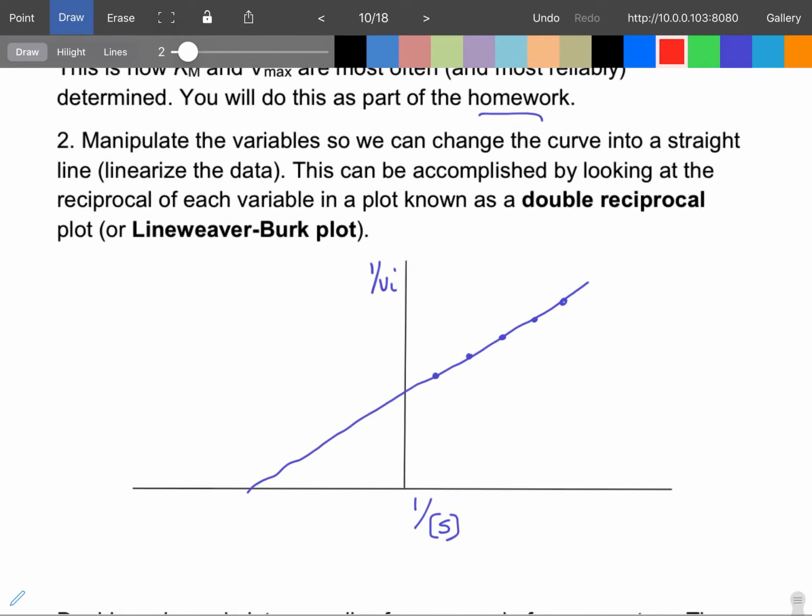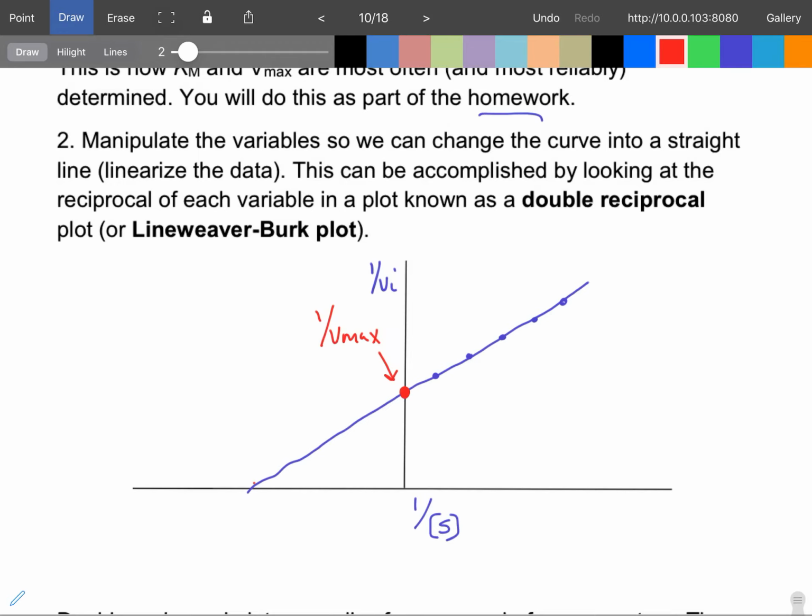The first one is that this intersection point right here, notice that it is on the y-axis, and so that intercept has units of inverse velocity. In fact, that value there is the reciprocal of Vmax, 1 over Vmax. And so if you determine what the y-intercept is of this sort of data, you can then take the reciprocal of that value and you will have the Vmax of the reaction.